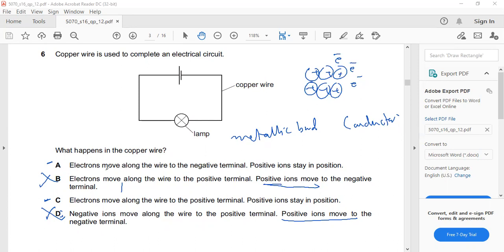Electrons move. This is also correct. Along the wire to the positive terminal, yes, that is correct. Not to the negative terminal. Electrons move to the positive. And positive ions in metallic bonding stay the same. So the only thing which is wrong is that electrons do not move to the negative terminal. Electrons move to the positive terminal. Okay.